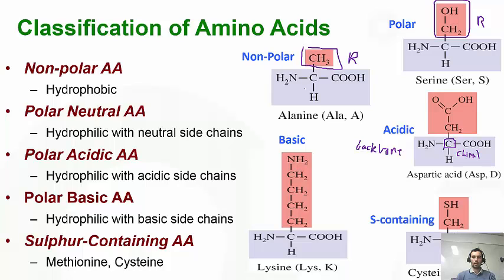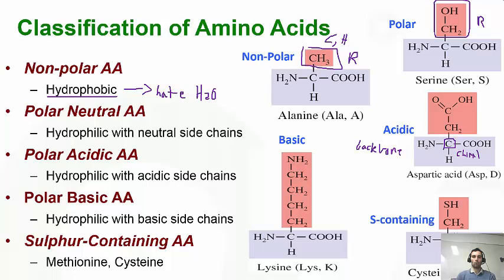Our alanine is actually non-polar. Why? Because it contains only carbons and hydrogens. And this means it's what we call hydrophobic. Hydrophobic is what non-polar compounds are because they hate water. So they don't want to be near water.